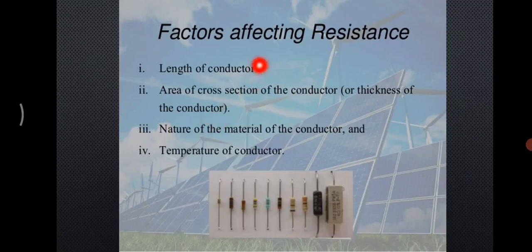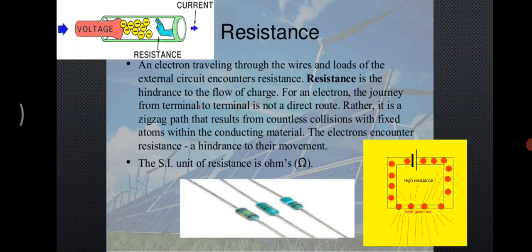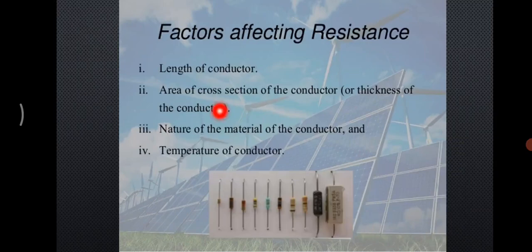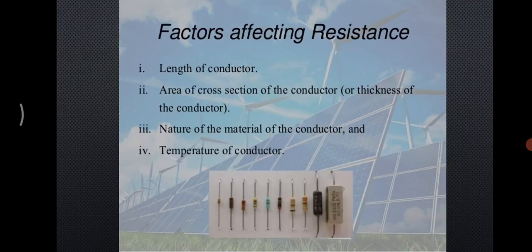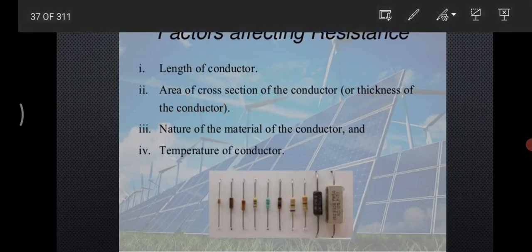I'll tell you how it depends. First we will read these out. Next, nature of the material, meaning what the material is made up of. Next, temperature of the conductor. Now, first thing, which is length. Resistance depends on the length of the conductor. As the length increases, the path of the electrons becomes longer. As it becomes longer, what happens?